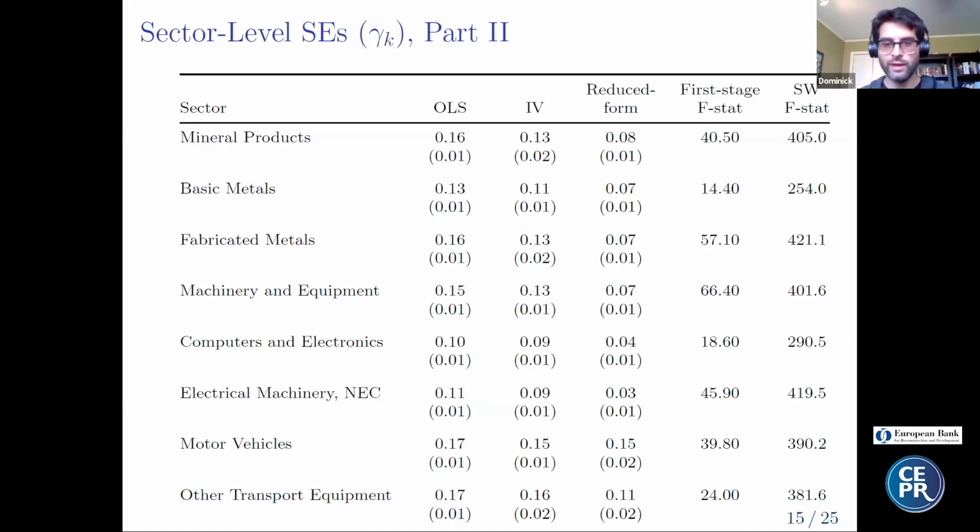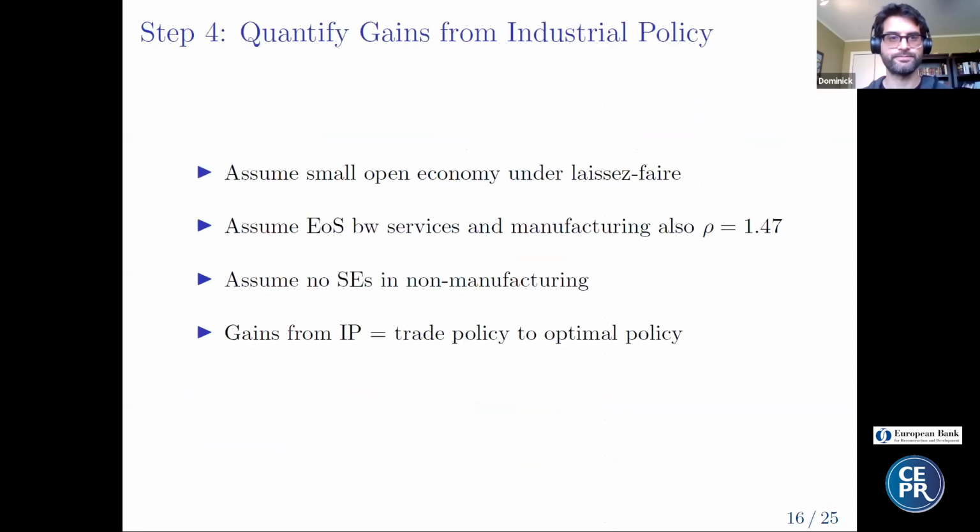And I should say that other people in different contexts have estimated these external returns, and I think we're roughly not radically different from what other people have found with different approaches.